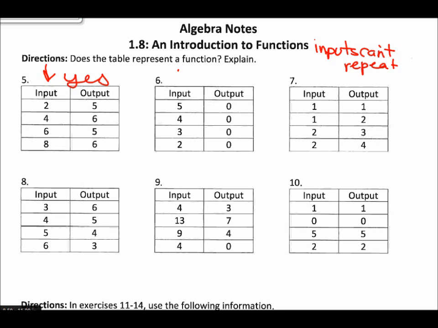So I look at number 6. Everything is different here, so yes, that is a function also. Number 7 is different, because for number 7, the 1 repeats and the 2 repeats. So since I have repeats, this is not a function. Now number 8, we look at our inputs. Everything is different, so yes, this is a function.